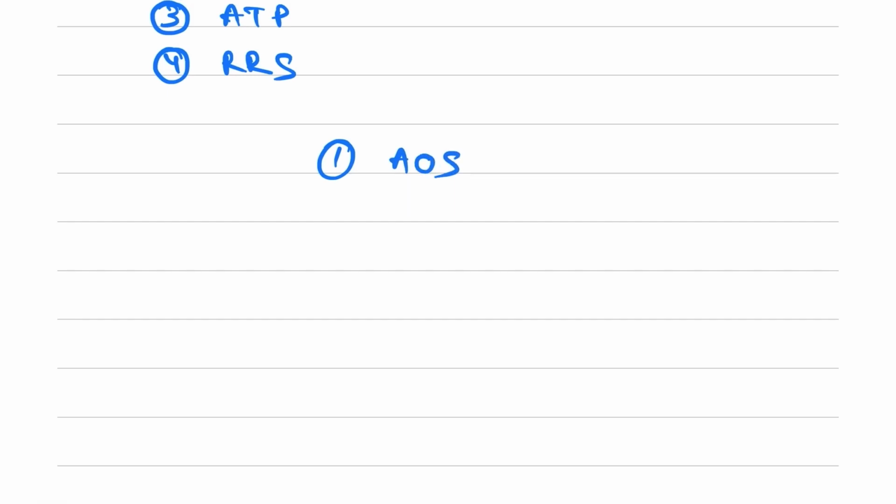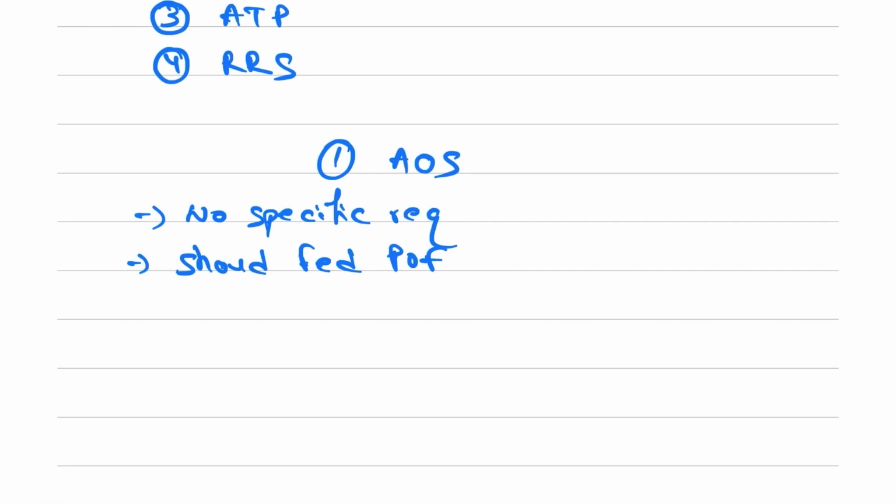Let's first go through AOS. In AOS, first thing, there are no specific conditions. There is no specific requirement from an AAIP perspective. If you are trying to apply under AOS, there is no separate proof of funds requirement, but this should follow the federal proof of funds requirement. If we look into the federal proof of funds requirement, we will see what the requirements are, and those requirements have to be met here. So let's quickly go to the federal proof of funds requirements.